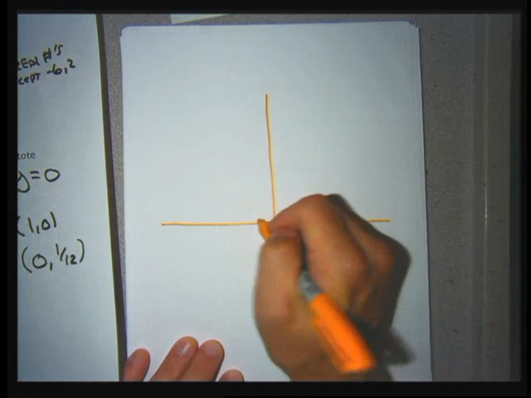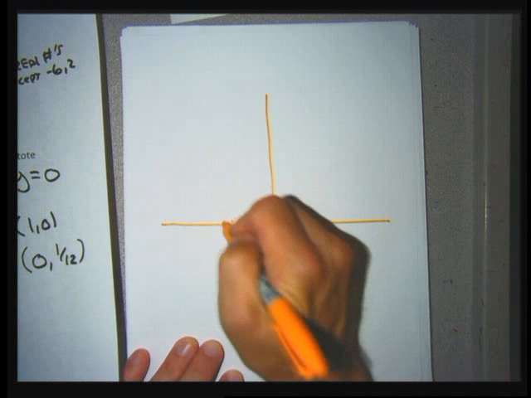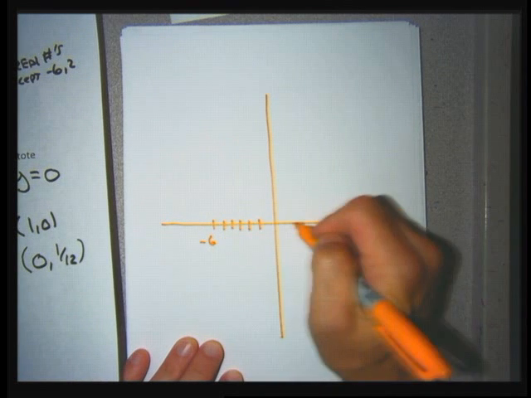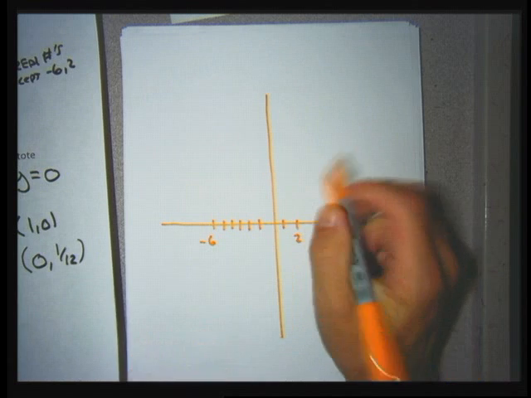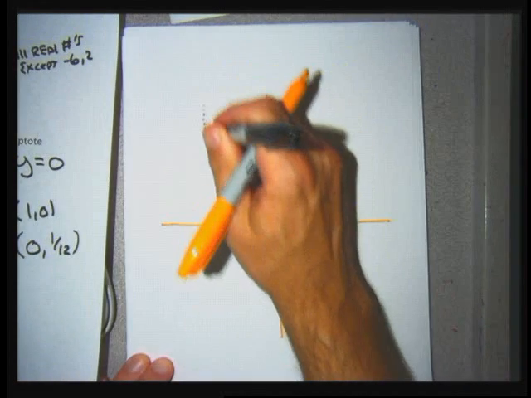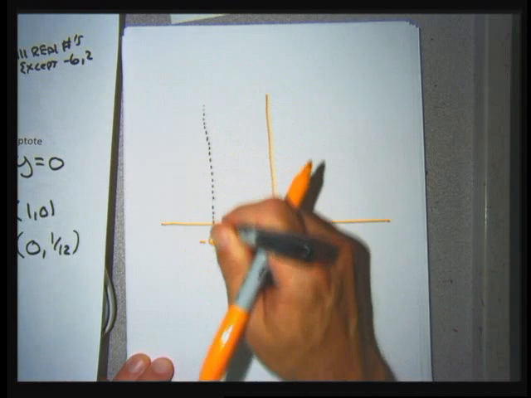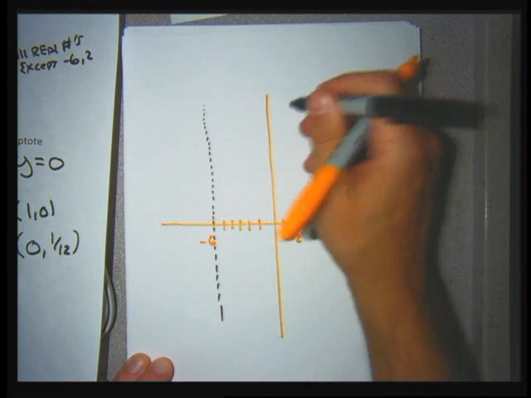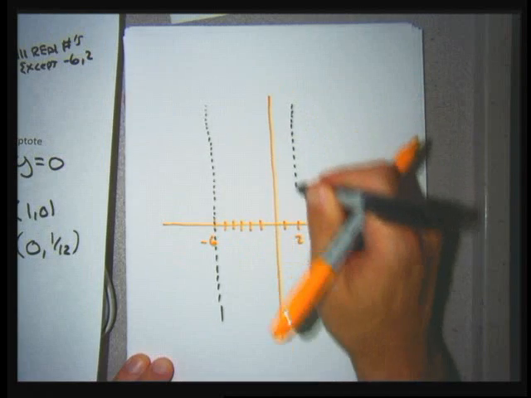So I need a 2, 3, 4, 5, 6, a vertical asymptote at -6, a vertical asymptote at +2. So I find -6 on the x-axis, draw a vertical line, more or less vertical, I guess. Find 2 on the x-axis, draw a vertical line through it.